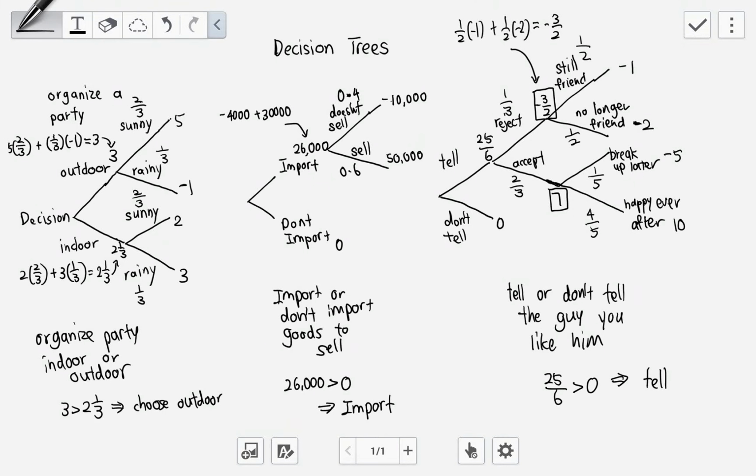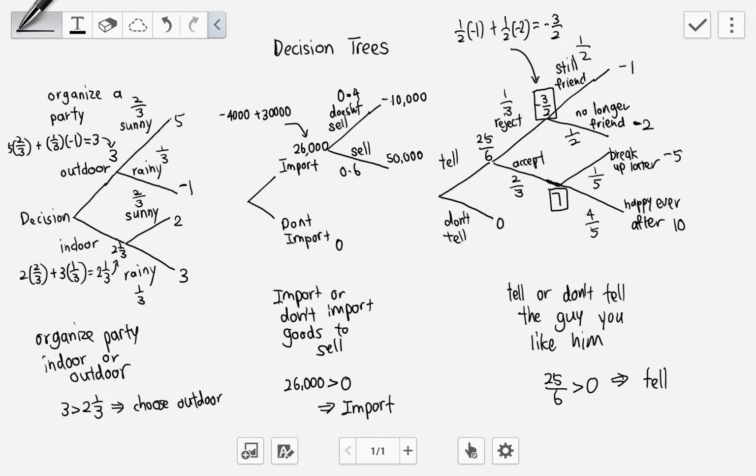Okay, so this is a video on how to make decisions using decision trees. Decision trees are useful when you factor in two things: what is the reward associated with your decisions, and what is the probability of each outcome. So I'll explain what this means.